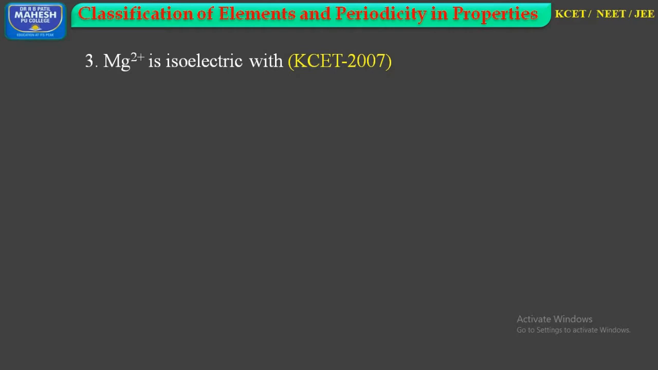Question third: magnesium cation is isoelectronic with option A, calcium cation, option B, sodium cation, option C, zinc cation, and option D, cupric cation. So students, let us first consider the definition of isoelectronic. Atoms and ions that have the same electronic configuration are said to be isoelectronic.